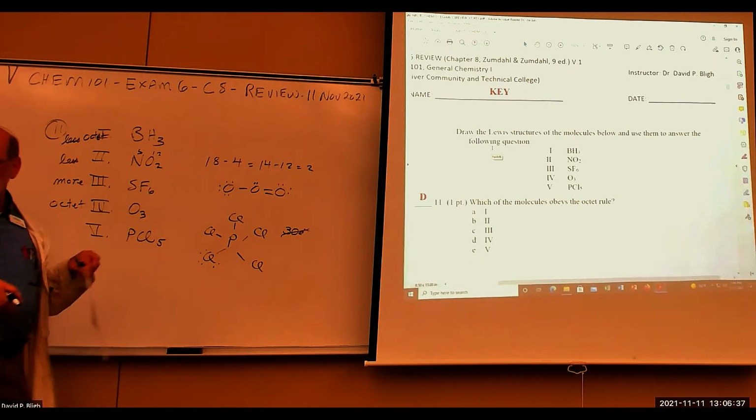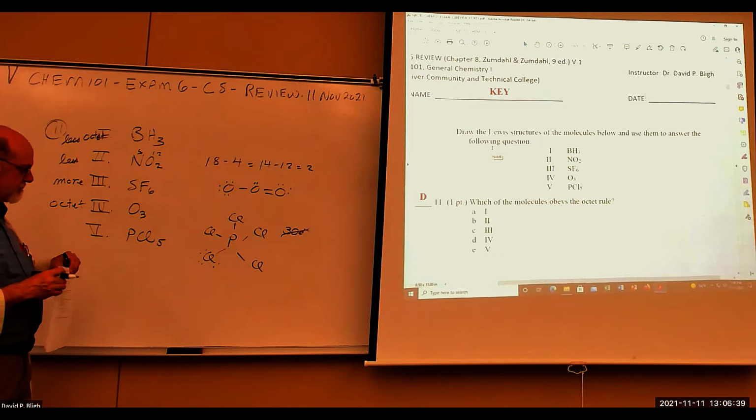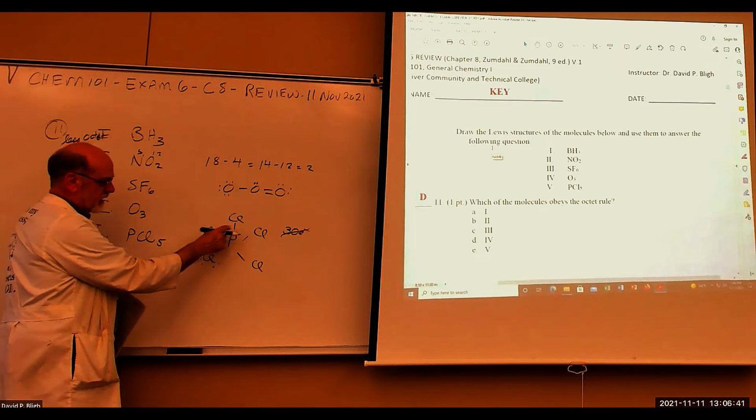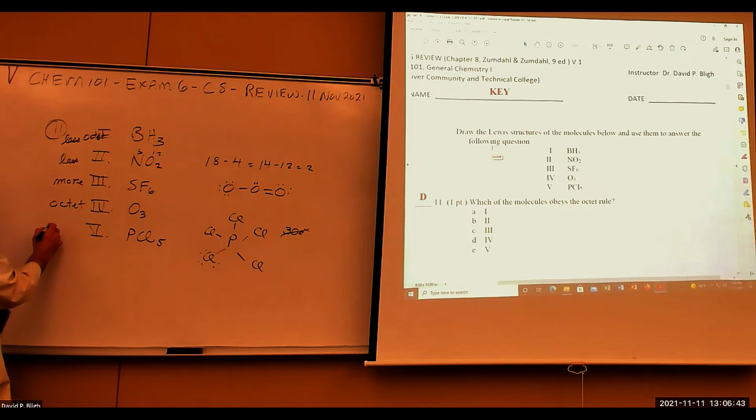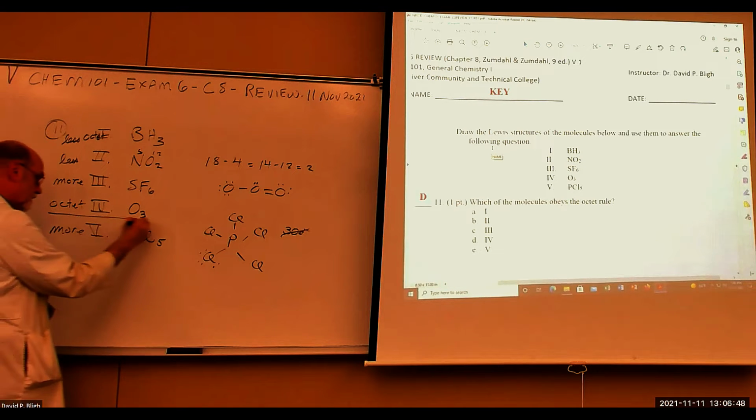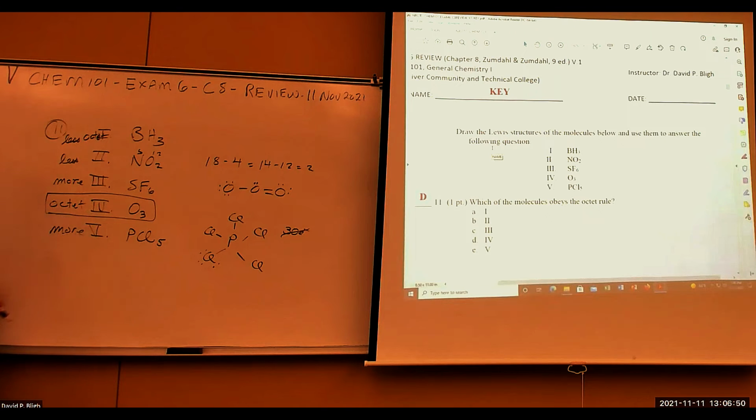And that's a trigonal bipyramid. But phosphorus has 2, 4, 6, 8, 10. It has more than an octet. So this one is the only one that obeys the octet rule out of that bunch.